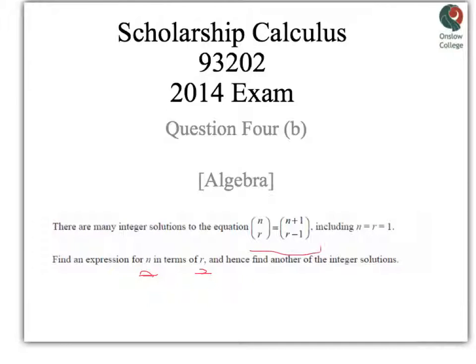Okay, so this equation here has got lots of solutions. One of them is when n and r is 1. N and r is 1 are both integers. So when n is 1 and r is 1, they're both integers. So our job is to find another one like that.